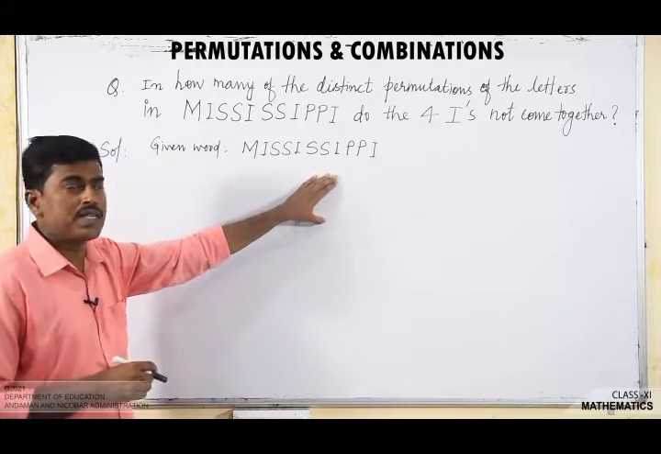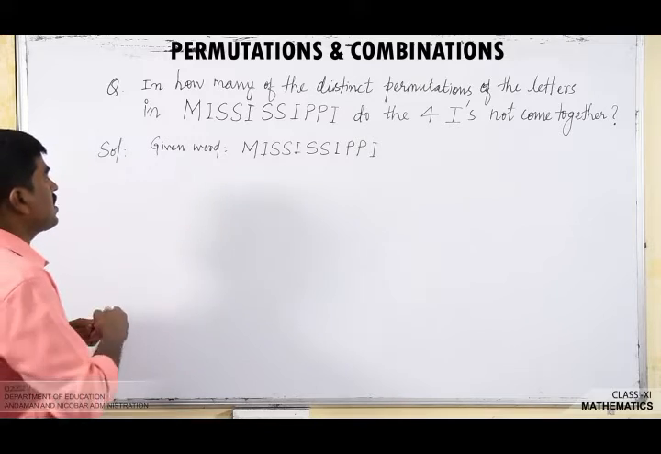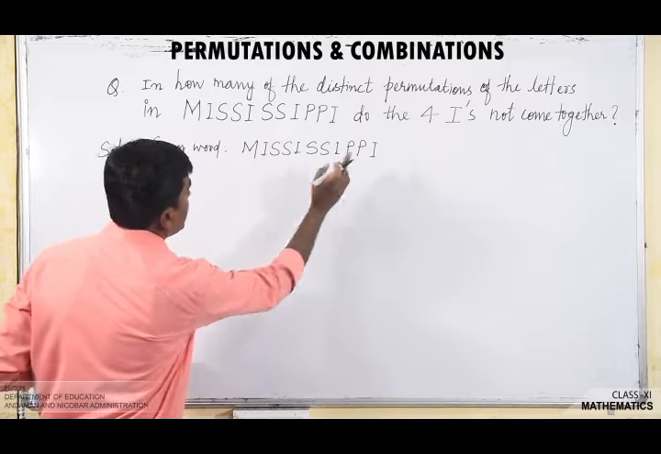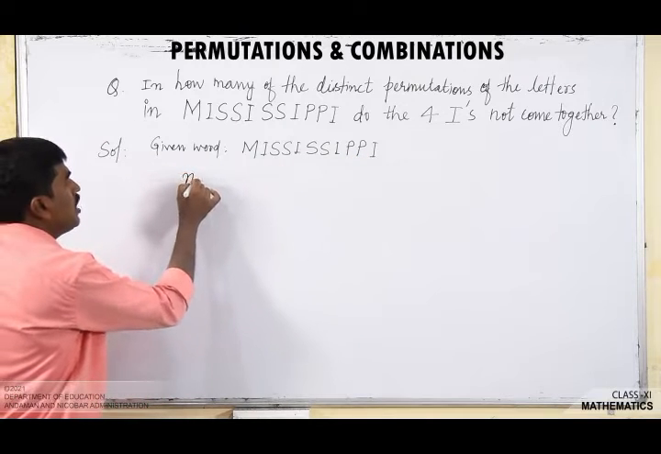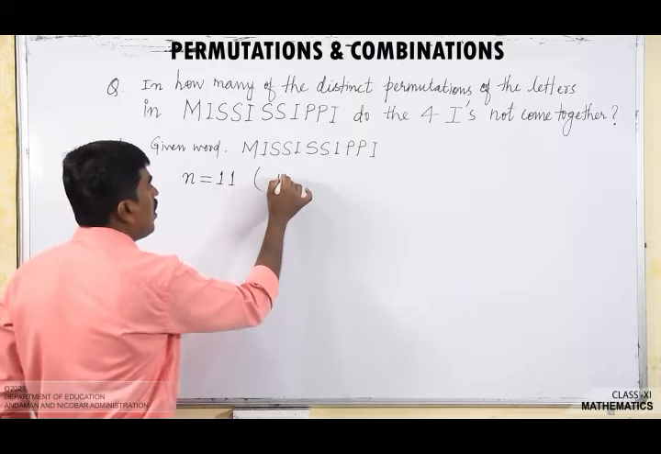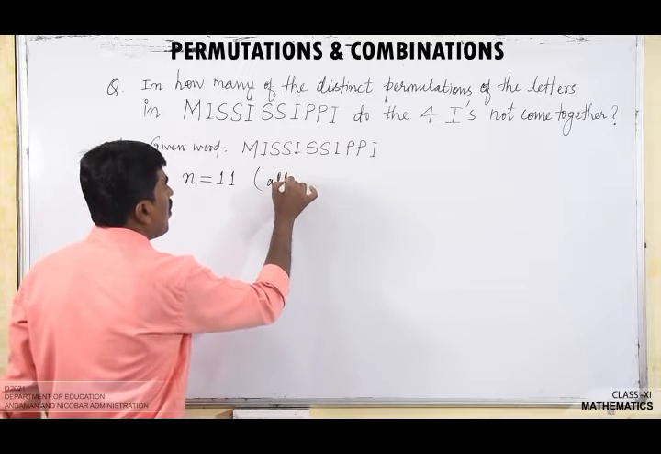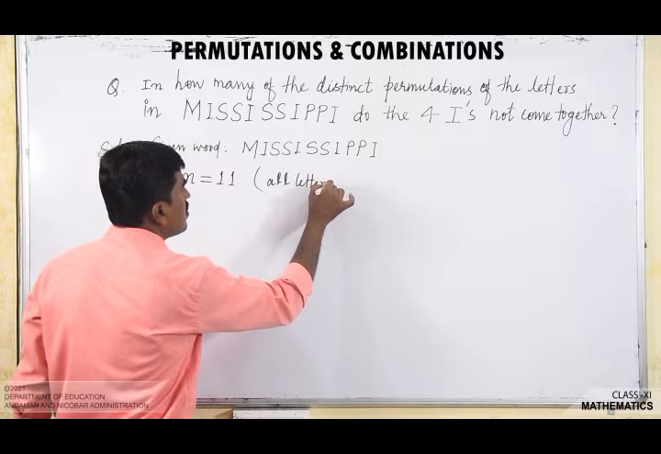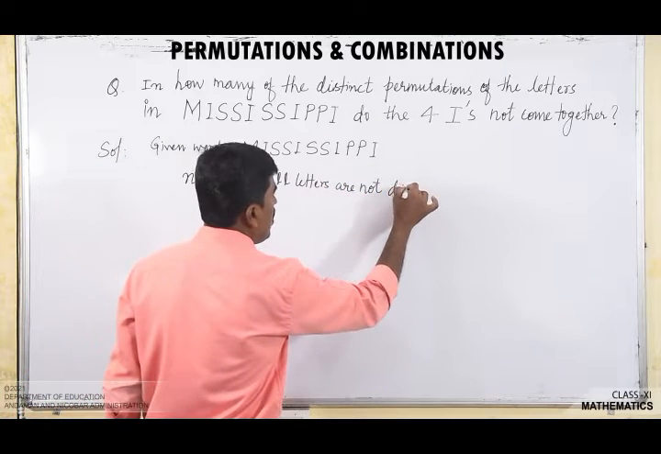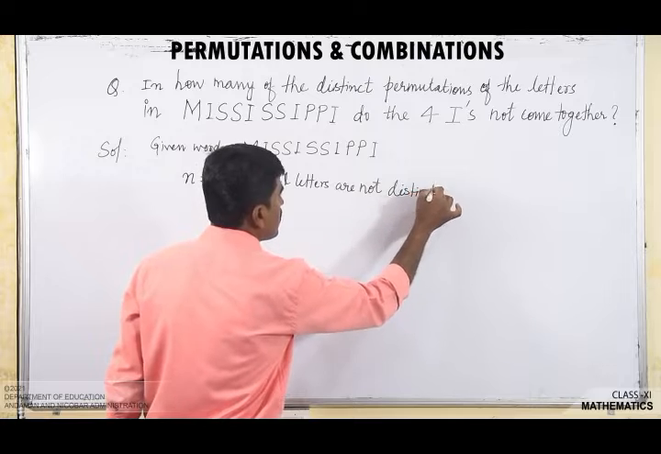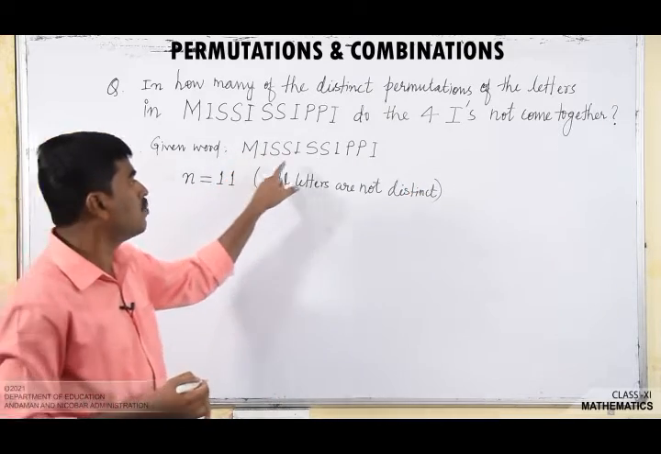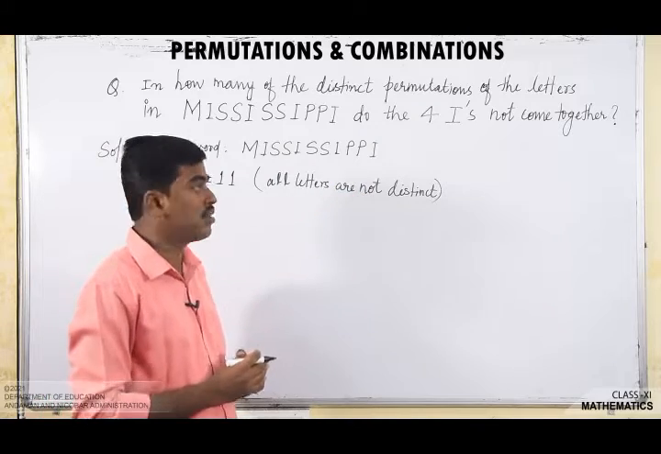So how many letters are there? 1, 2, 3, 4, 5, 6, 7, 8, 9, 10, 11. So here the value of n is 11. Here all letters are not distinct. So it is a case of permutation in which all the objects are not distinct.